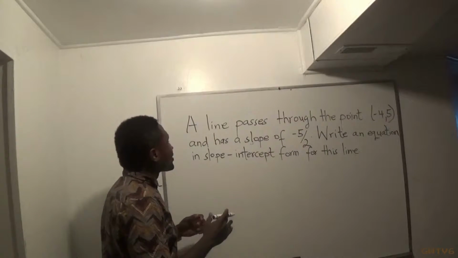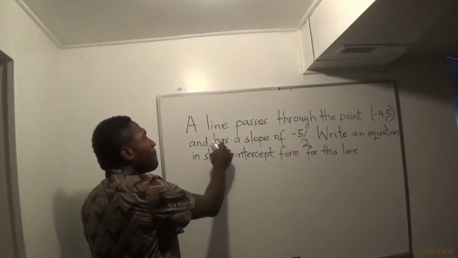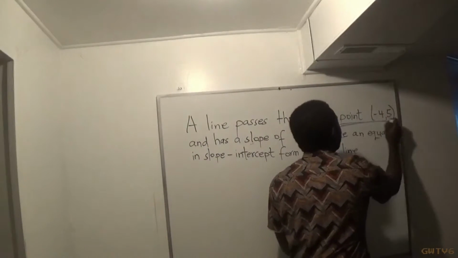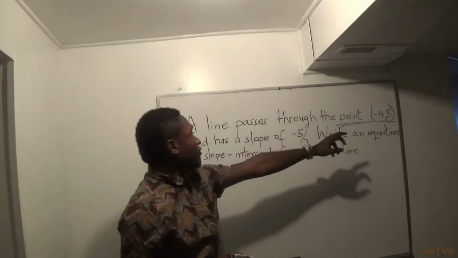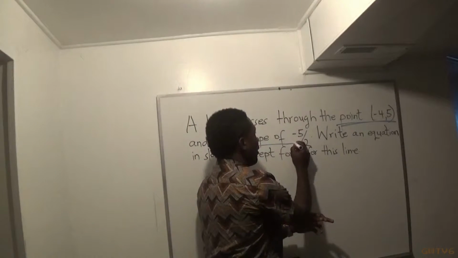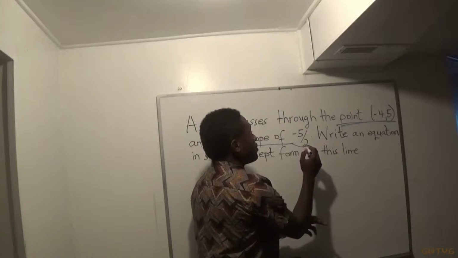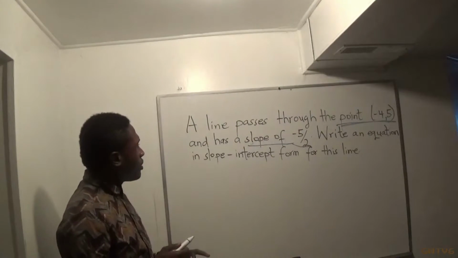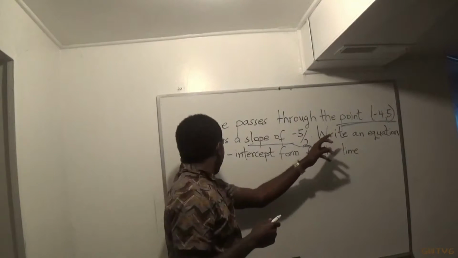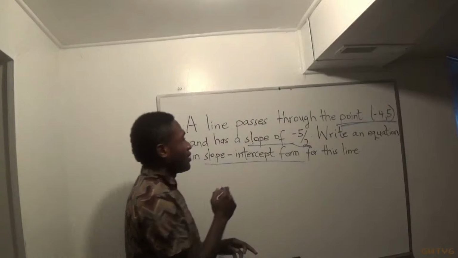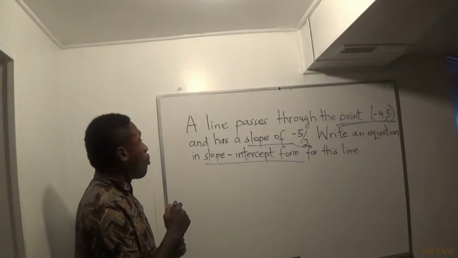So how am I going to do this question right here? A line passes through the point. Oh, they gave me a point, which is -4, 5, and has a slope of -5/2. So they gave me a point and they gave me a slope. And now they say, write an equation in slope-intercept form for this line. Oh, okay.